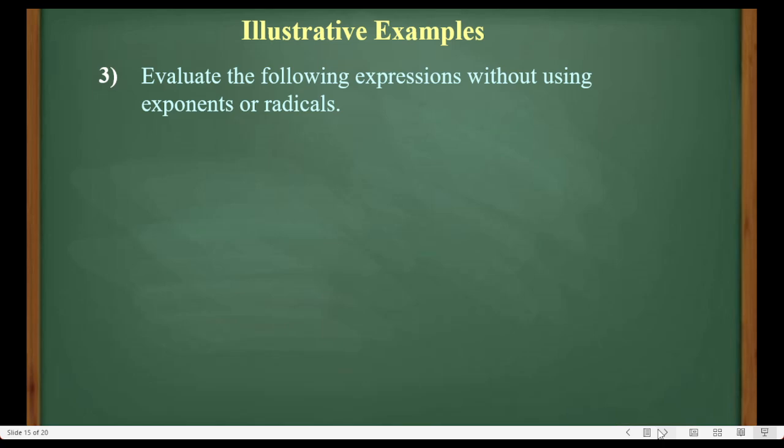For this set of examples, this time we're going to evaluate expressions without using exponents or radicals. So what does this mean? Let us proceed to the first example. For example, 49 raised to 1/2. If we're going to express this in radical form, that is the same as the square root of 49. And we know that the square root of 49 is 7. And at this point, this is the answer. We just simply follow what the instruction is telling us. We're not going to use exponents or radicals to simplify the answer. For letter A, the answer is 7.